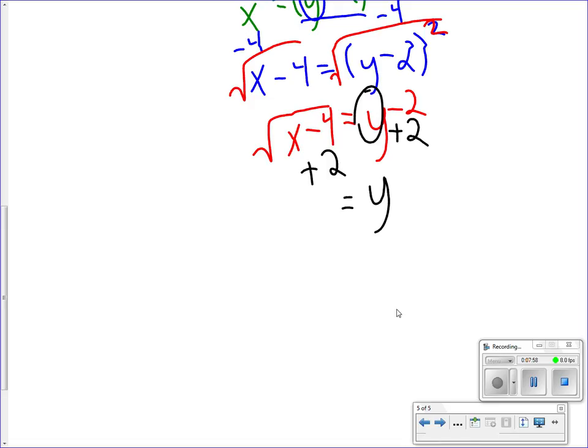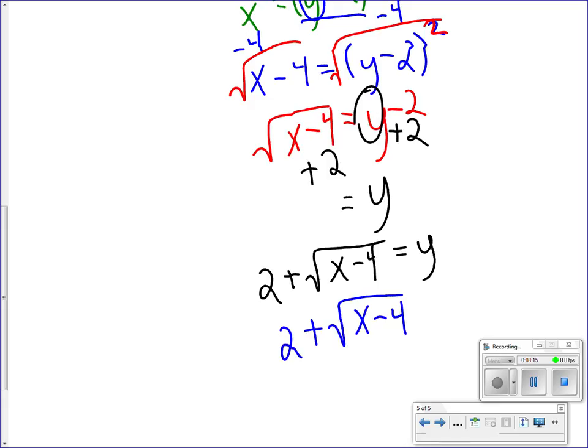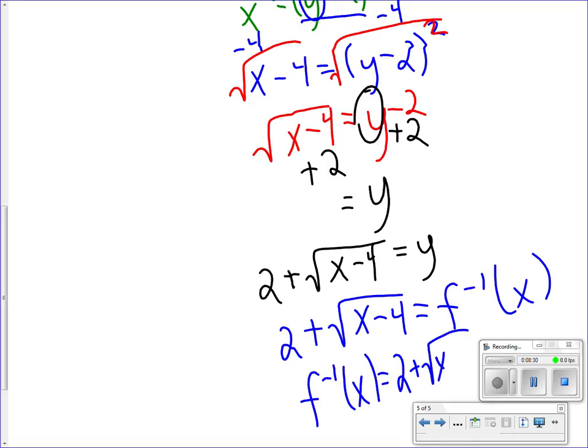So this would be 2 plus the square root of x minus 4 equals y. And then your last step is just to rewrite the y as f inverse. So that is the inverse function. If you want the f inverse on the left side, you can put it there, but it doesn't change the answer. So that's how you find an inverse algebraically.